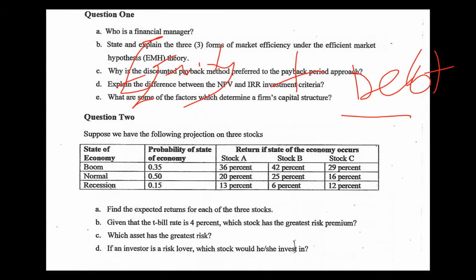Usually, the factors would include, number one, the cost of debt. The cost of debt, okay? Debt is just more like you get a loan. As a business, you get a loan from the public.